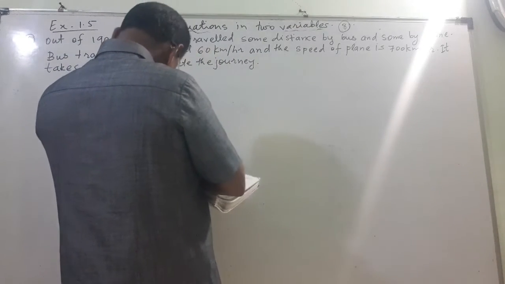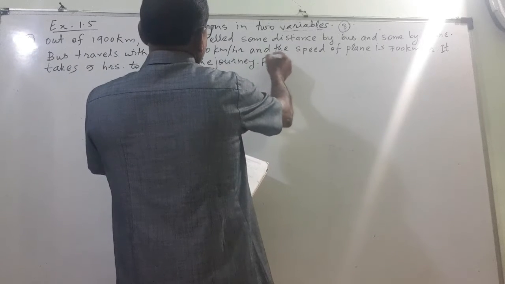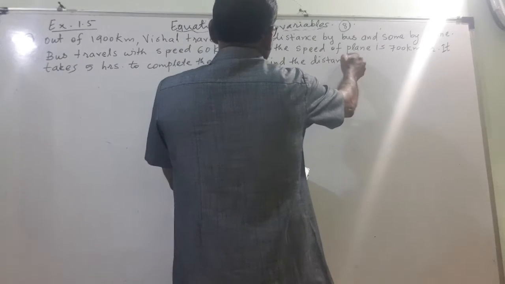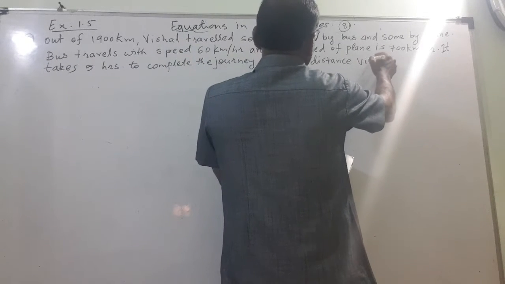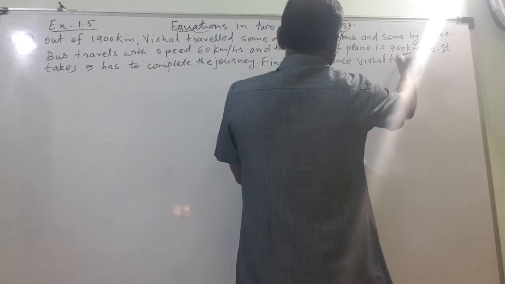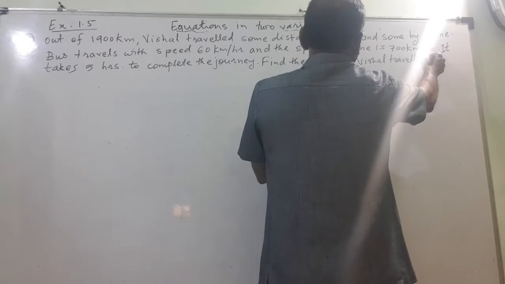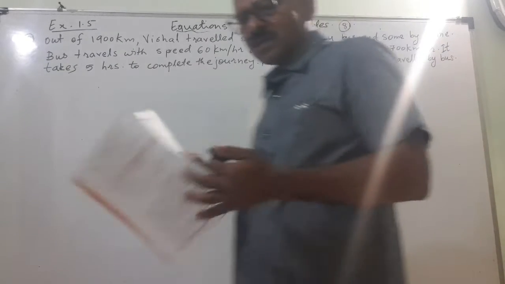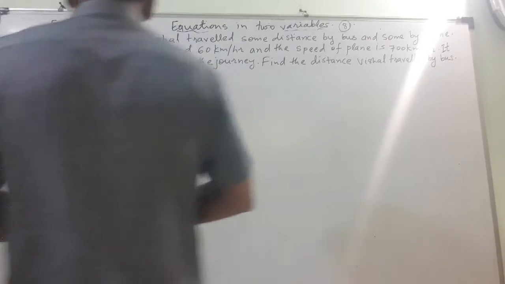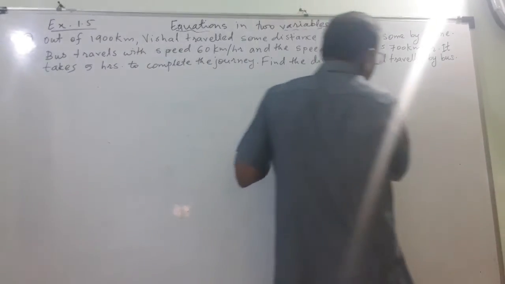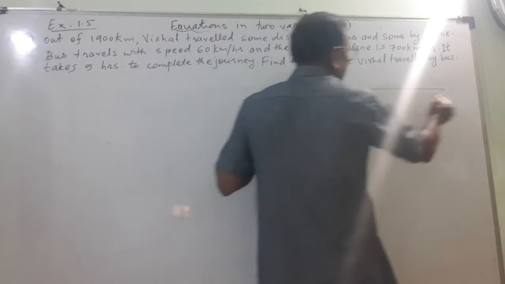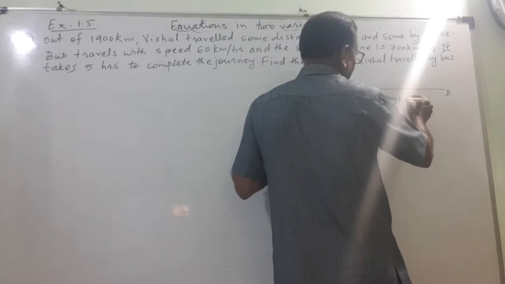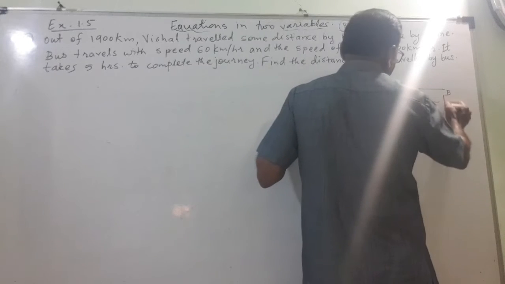Find the distance we shall travel by bus. So what is the total distance? Suppose from A to B, this total distance is 1900 kilometers.